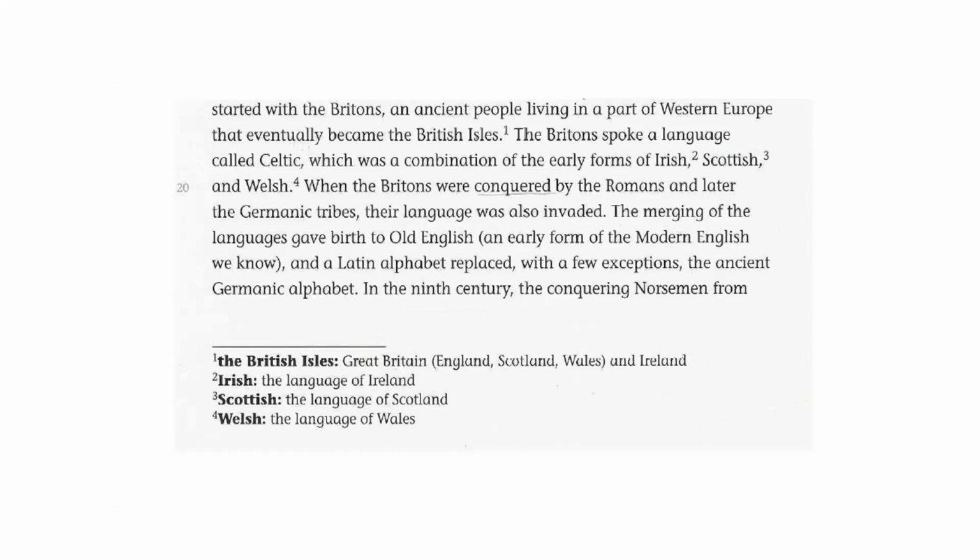You know, that Isles is a British use of English. We say islands here. And if you see down here, it says British Isles, Great Britain, England, Scotland, Wales, and Ireland. And to let you know, if you didn't know, the people from Scotland have a language called Scottish. They're not originally English people.